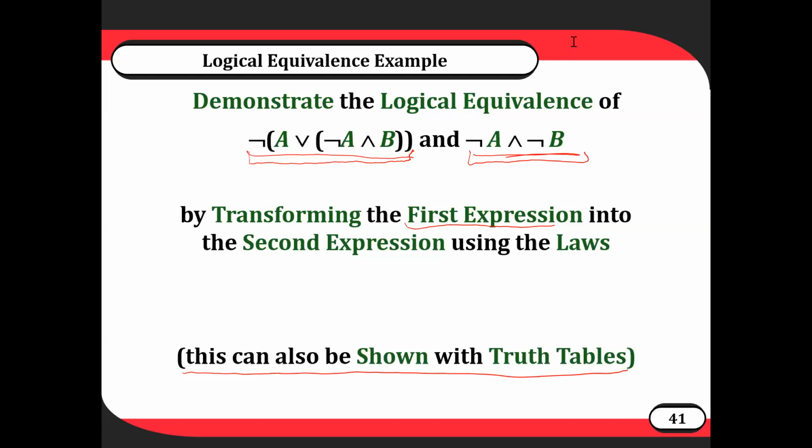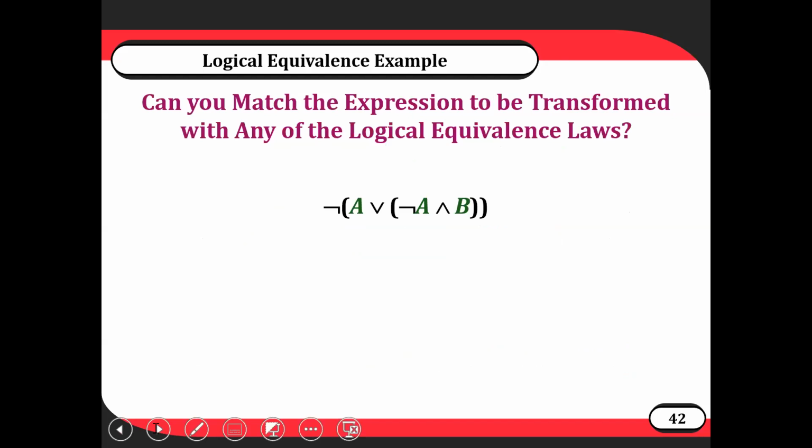Okay, so we're going to translate. We're not going to use truth tables. We're going to use the laws. So let's take a look at it. We're going to translate not A or not (A and B) into the other one. So what we're going to do is try to do some pattern matching. We've seen all the laws, and now we want to say, which one can we apply here to change it?